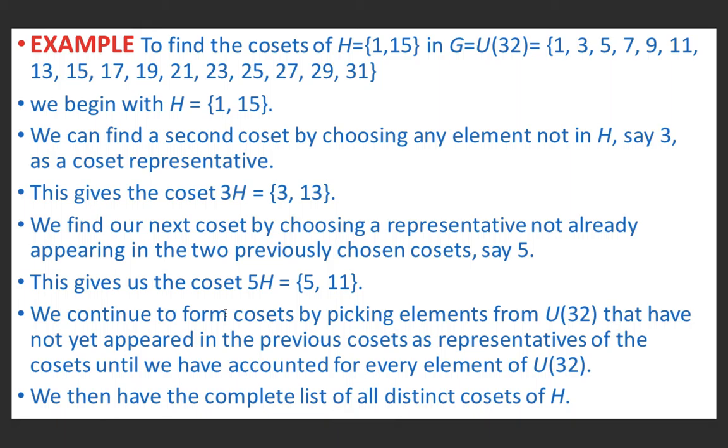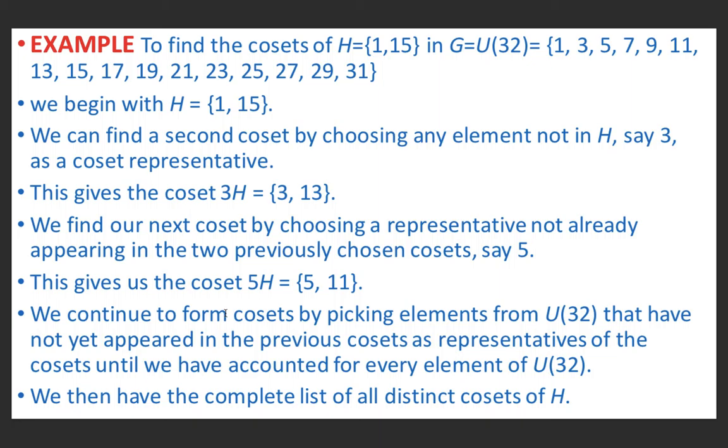Now this is one more example to find the cosets of H equal to {1, 15} in G equal to U(32), which is 1, 3, 5, 7, 9, 11, 13, 15, 17, 19, 21, 23, 25, 27 and 29. U(32) is the group of integers relatively prime to and less than 32 under multiplication. We begin with the set H equal to {1, 15}. We can find the second coset by choosing any element not in H, say 3, as a coset representative, and this gives the coset 3H, which is equal to {3, 13}.